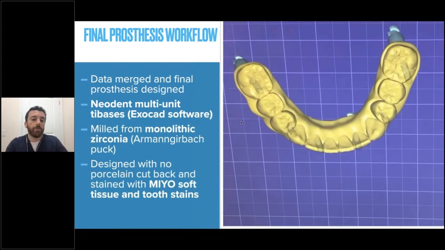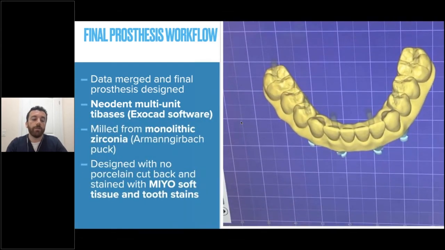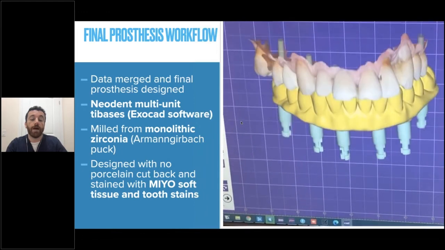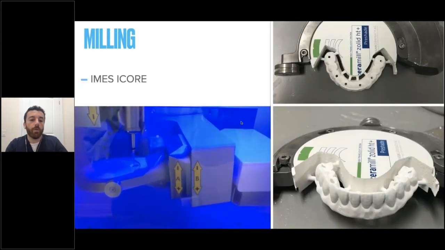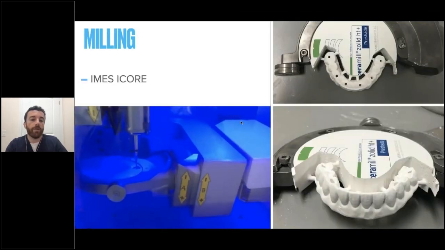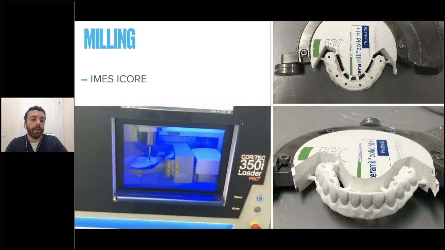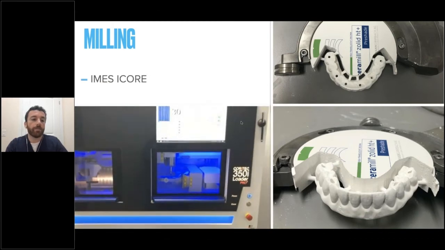In this case, we are using the Neodent multi-unit Ti bases, and we milled the final in a monolithic zirconia. So there's no cutback, basically there's no porcelain at all used in the staining of these cases. Reason being, we don't want any chipping or fracture issues. So we use something called the Mio soft tissue and tooth stain, and it works quite well in terms of the final outcome. The design and milling next goes to our mill.